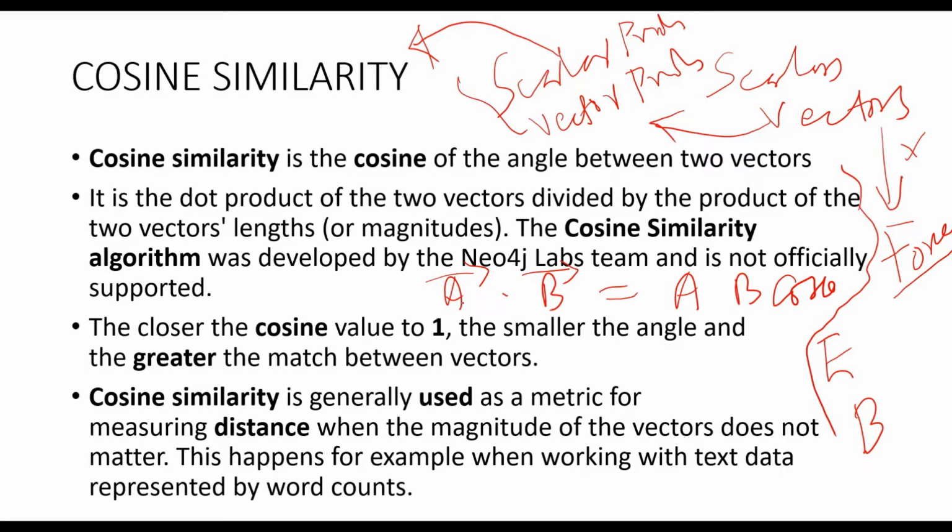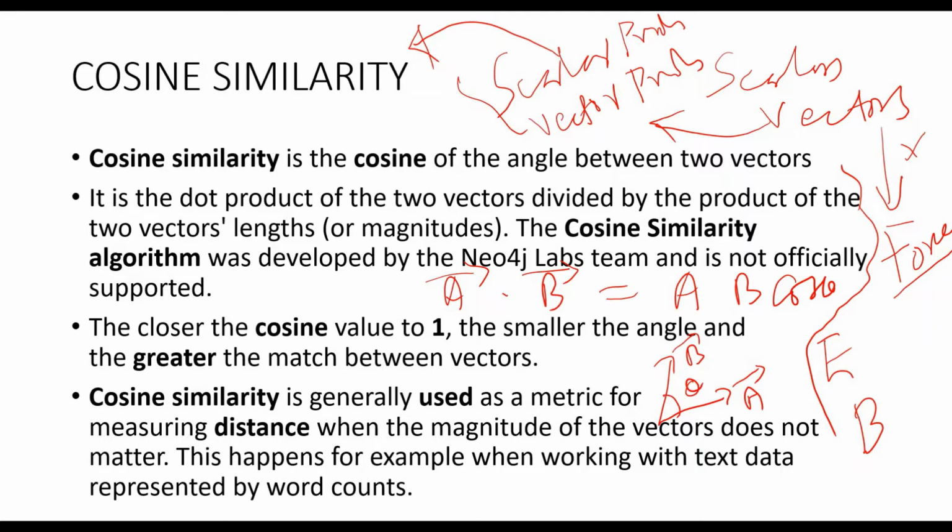What is A? This is vector A. This is vector B. A here is the magnitude of vector A, and B here is the magnitude of vector B. Theta is the angle between vector A and vector B. So A dot B is equal to AB cos theta. From here you can write cos theta is equal to A dot B divided by AB. That is the dot product divided by AB. So that's what it is written here.